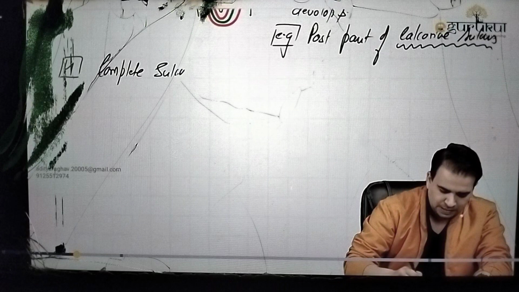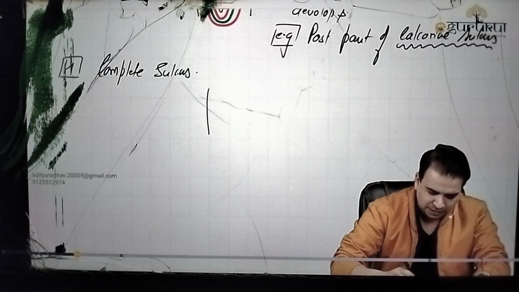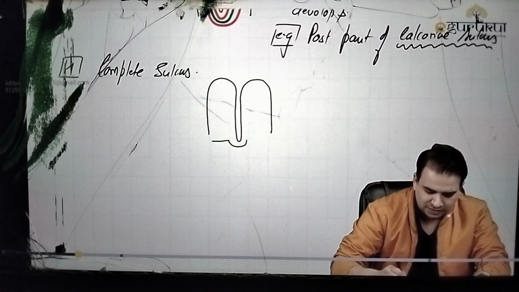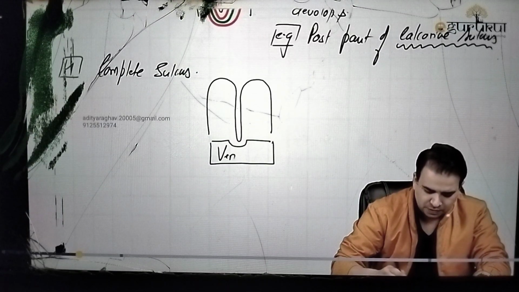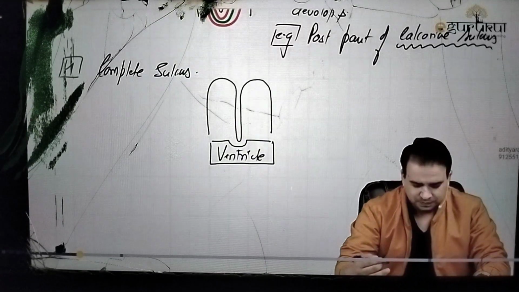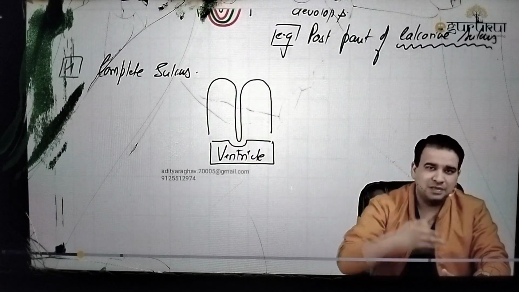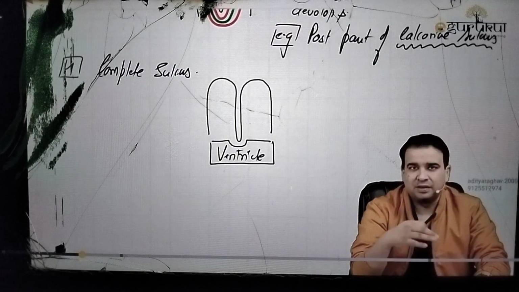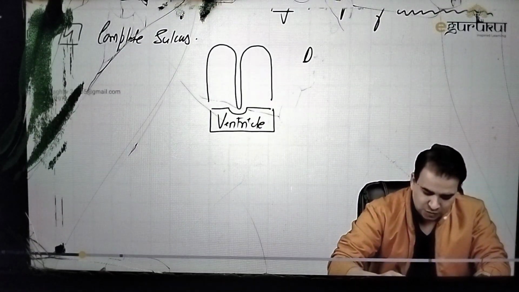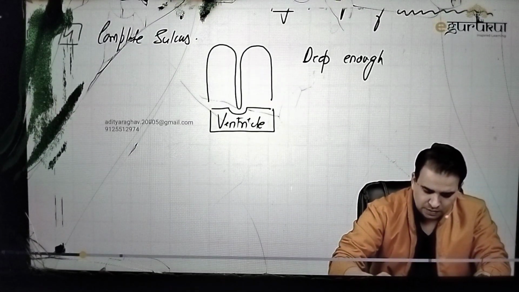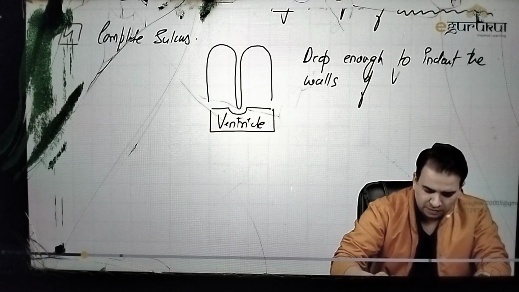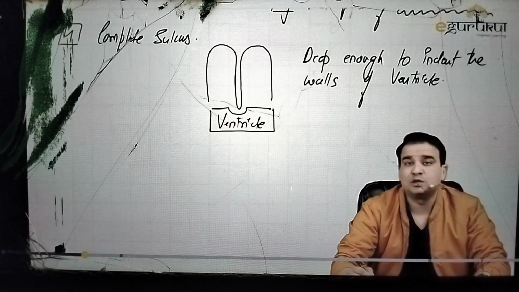That is the complete sulcus. Now what is the complete sulcus, guys? Again, let me try to explain that with the diagram here. If this is a sulcus, it goes so deep inside that it is indenting the wall of the ventricle. So here's the wall of the ventricle, let's say it's a lateral ventricle, maybe any horn of the lateral ventricle. If the sulcus goes so deep inside that it ends up making an impression on the wall of the ventricle, that is called a complete sulcus. So these are sulcus which are deep enough to indent the walls of the ventricle.